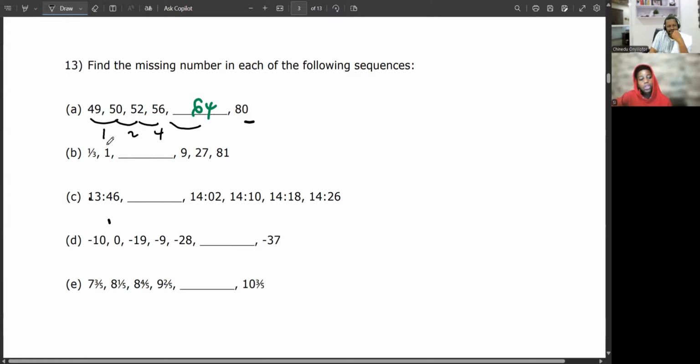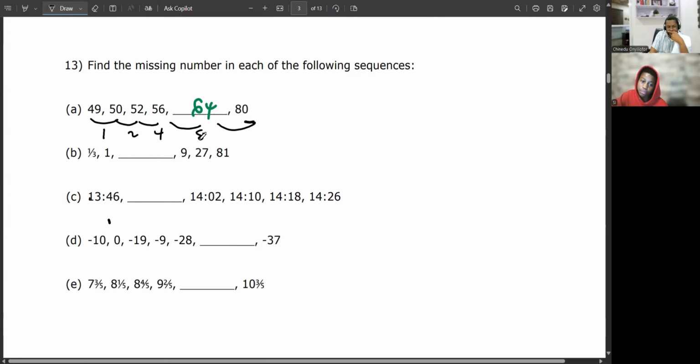Do you know, it's going to be 6? Is it 6? I don't think it's 6. Think about it. 1, 2, 4. It has to be multiplied by 2. 1 times 2 is 2. 2 times 2 is 4. 4 times 2 is what? 8. So if you add 56 plus 8, that's going to be what? 64. And then the next one should go up by what?